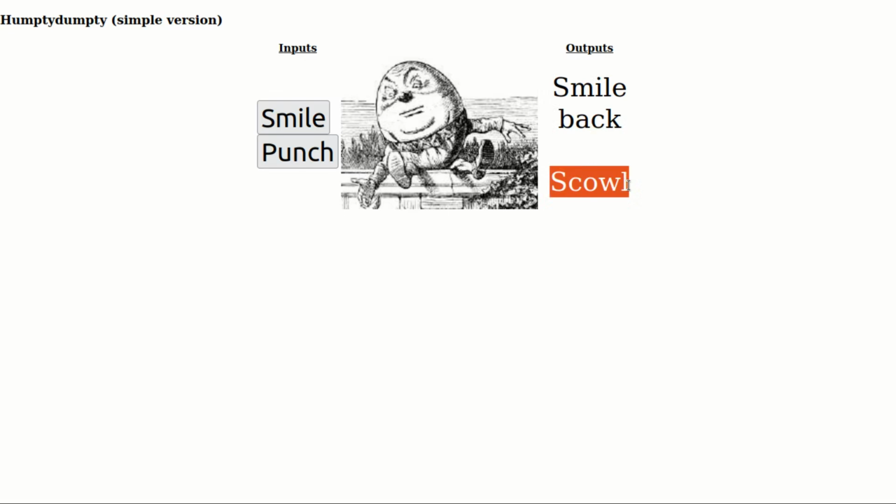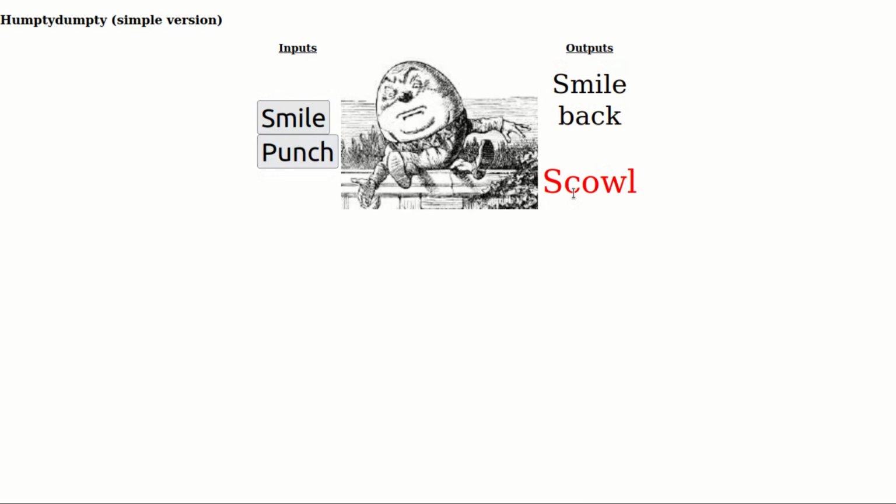Now, let's play with this robot for some time to understand how the inputs control the outputs. Suppose I smile at it, and yes, it just smiles back. Okay, let's smile at it again. Well, it just continues to smile back. Now I punch it, and it scowls. Punch it again, scowl. So you can see, if I smile, then it smiles back. If I punch it, then it scowls.